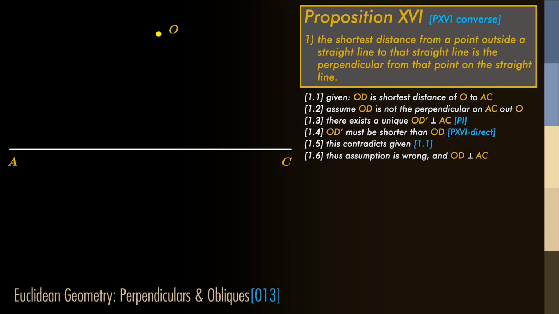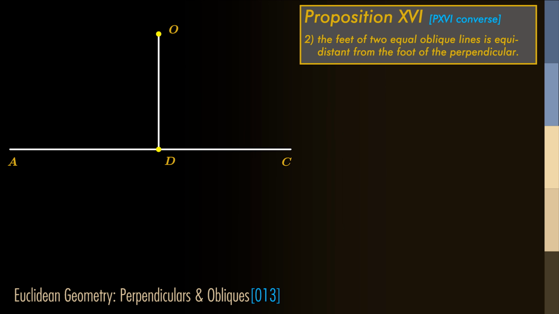To prove the first statement, let's consider OD to be the shortest distance of O to AC. If OD is not a perpendicular on AC, let's then call OD' the perpendicular from O to AC. In that case, OD' is shorter than OD. And that conflicts with the given.